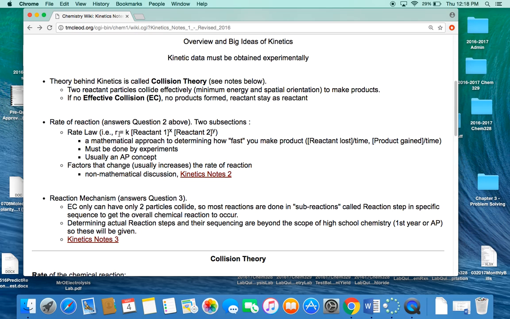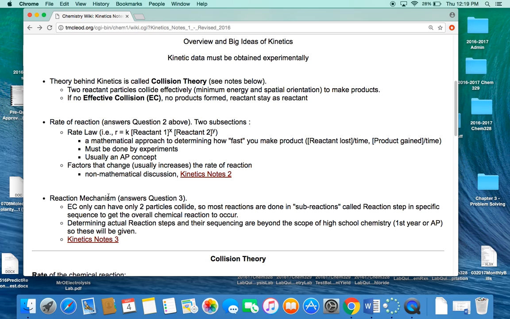Okay, the first one, how fast the reaction goes. For first-year people, we only do the factors that change the rate of reaction. So we're going to explain different conditions that will increase or decrease the rate of reaction. This whole rate law thing, that's more for AP or people who are going to get into more depth with the kinetics. So if this is the first year, we won't talk too much about rate laws. We'll just talk about the second one.